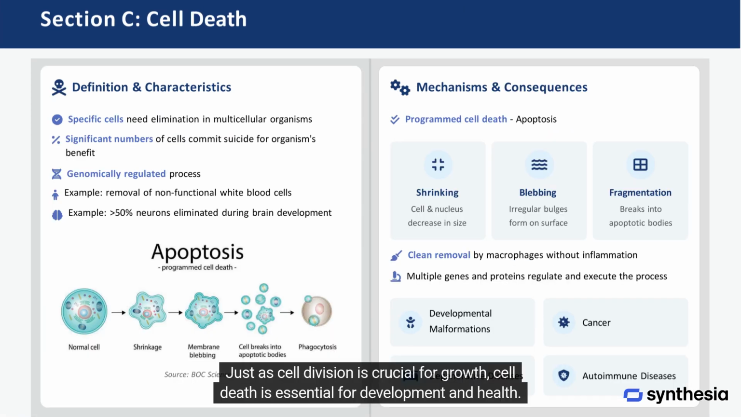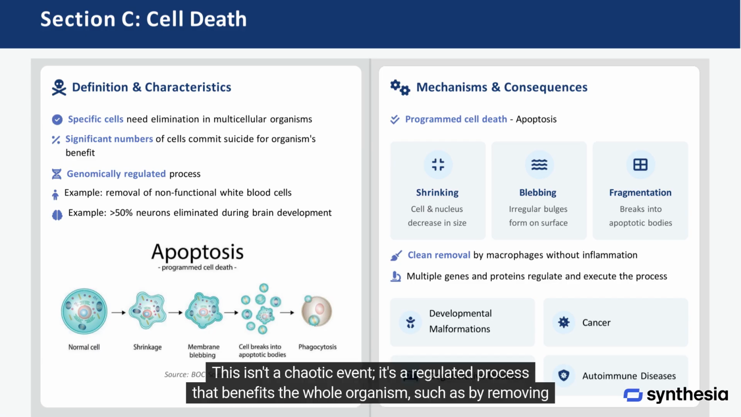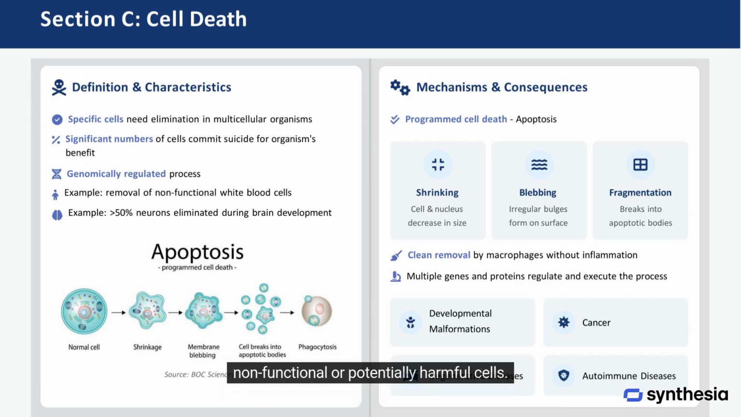Just as cell division is crucial for growth, cell death is essential for development and health. Many cells are programmed to die in a controlled process called apoptosis. This isn't a chaotic event, it's a regulated process that benefits the whole organism, such as by removing non-functional or potentially harmful cells.